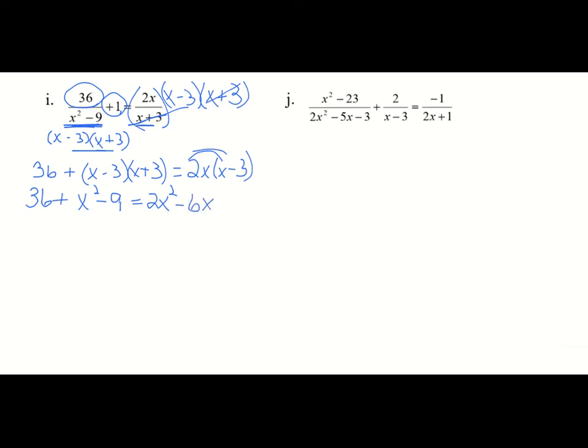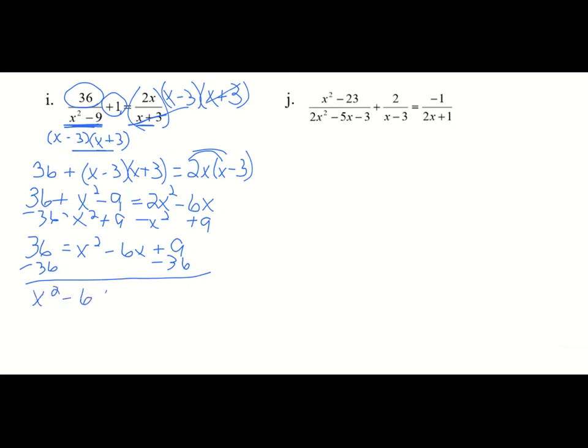We do have a quadratic here, so let's combine. Let's move our x squareds over and add 9 to both sides. I think I'm kind of doing this a little crazy, but so now we have 36 is equal to x squared minus 6x plus 9. And then let's subtract our 36 from both sides. So that gives me x squared minus 6x minus 27 equals 0.